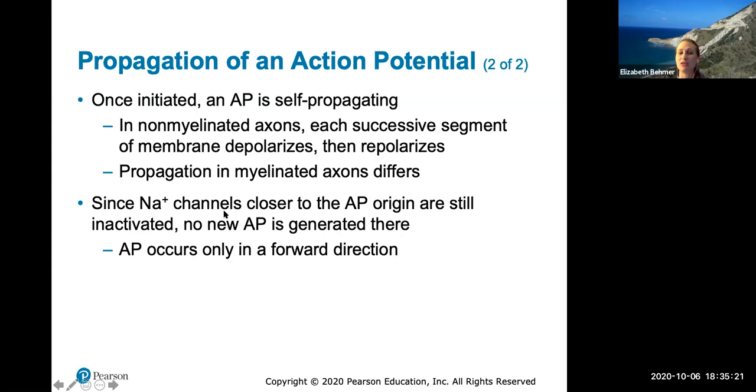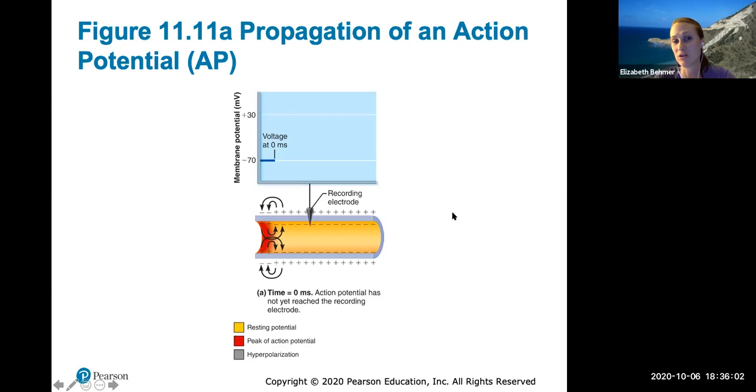Since the sodium channels closer to the action potential origin are still inactivated, no new action potential is generated there. So right at the origin of the stimulus in that neuron, another action potential cannot be generated at the same time. That helps the action potential to continue down the same way. So it continues one way down the neuron, and it also is helpful so that the action potential doesn't go back the other way. That's due to these sodium channels becoming inactivated for a few milliseconds right after depolarization occurs. So the action potential only occurs in a forward direction.